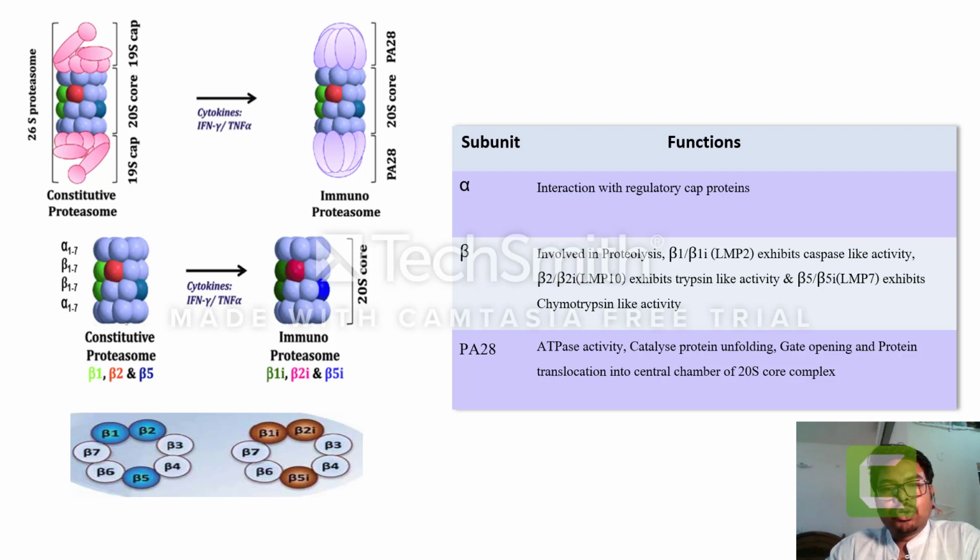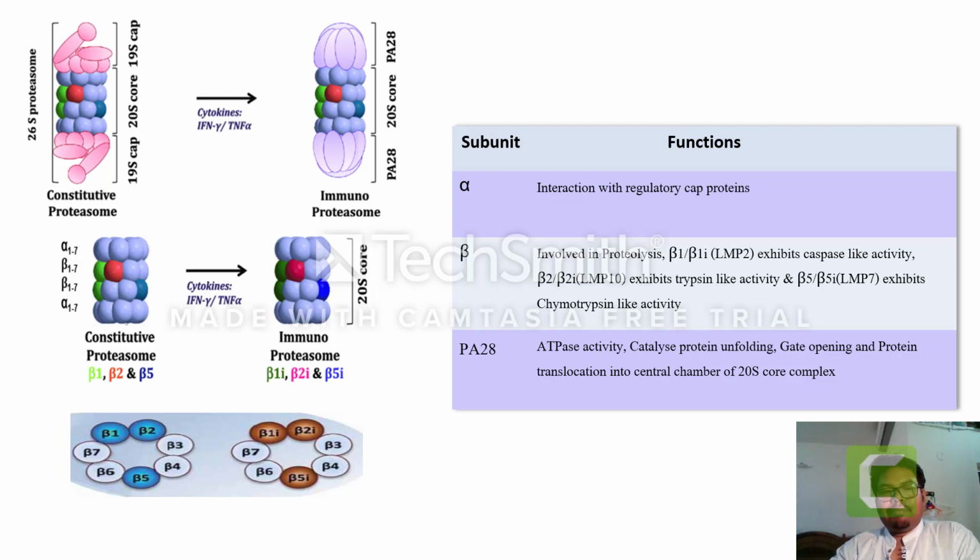So this table just shows the functions of several subunits. Firstly, the alpha subunits mainly interact with the regulatory cap region. The beta subunits are involved in proteolysis. Especially beta 1 in the case of constitutive proteasome and beta 1i in the case of immunoproteasomes have caspase-like activity. Similarly, beta 2 and beta 2i exhibit trypsin-like activity. Beta 5 and beta 5i have chymotrypsin-like activity.